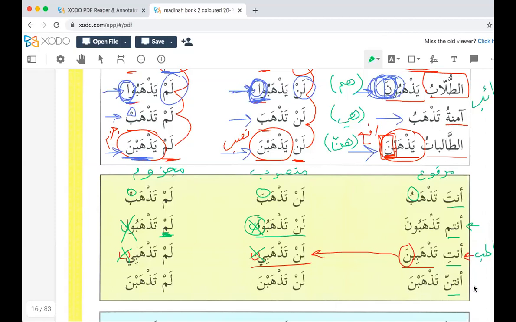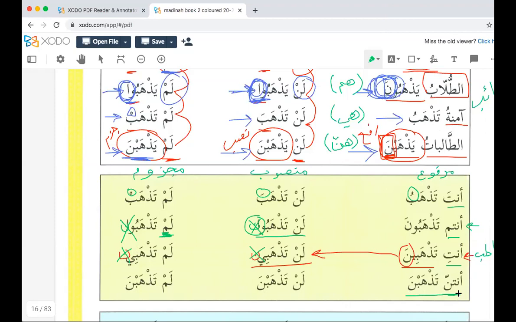Last line for us. نعم أستاذ. أنتن تذهبن لن تذهبن لم تذهبن. Barakallahu feek. وهنا, tell us about this. Presence of noon. Presence of noon. Okay, Abu Hamza says presence of noon.